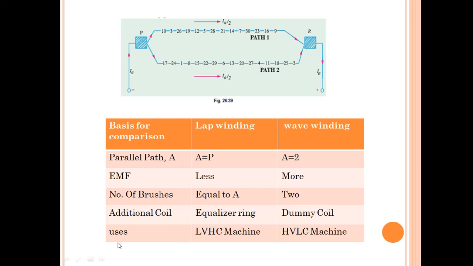Coming to the uses, as I already said, the voltage induced in lap winding is very low. That's why it is used in low voltage, high current machines. Wave winding induces high voltage, so it is used in high voltage, low current machines. Of course, because of the low current, the efficiency of wave winding machines is higher. This is the introduction to the wave winding diagram.